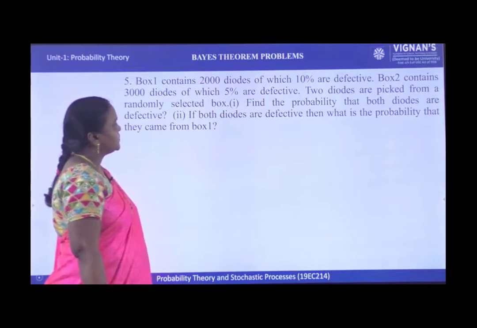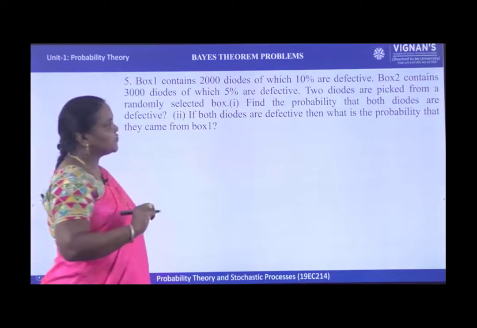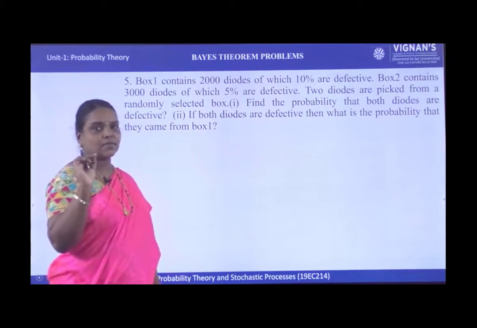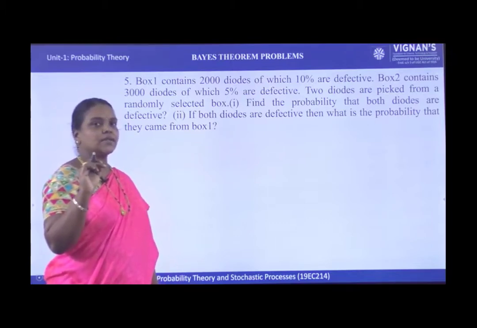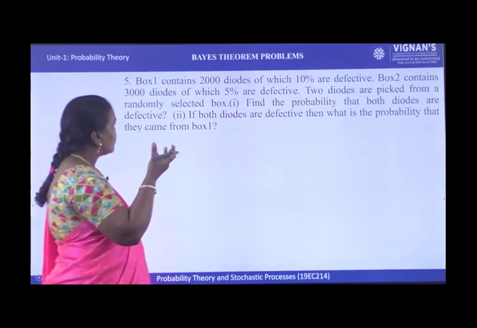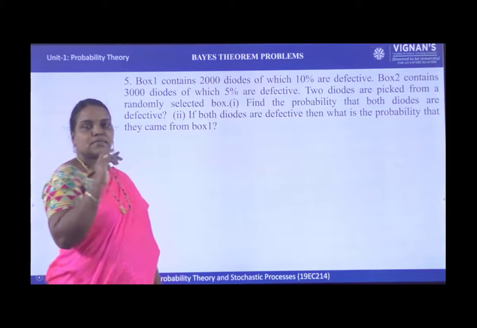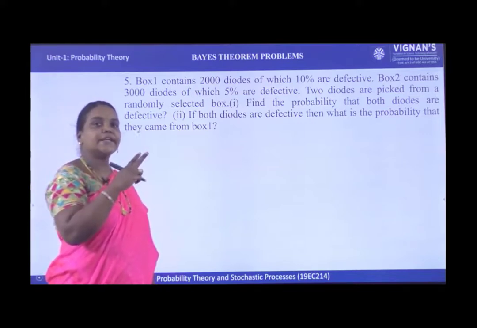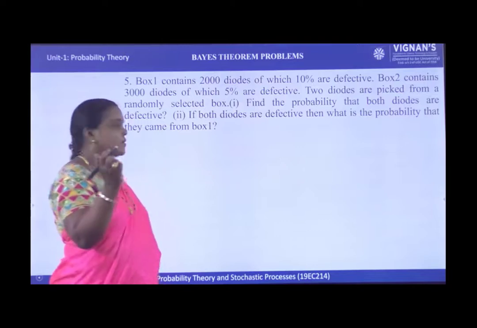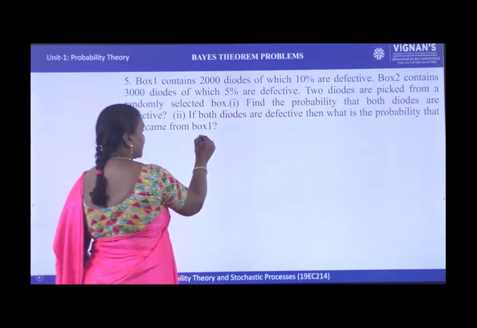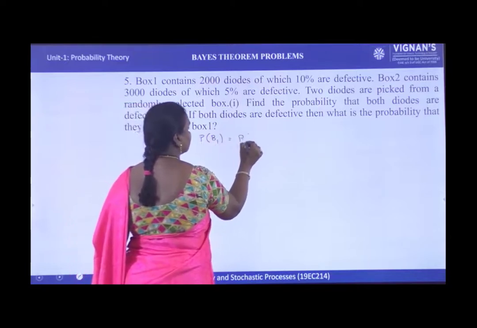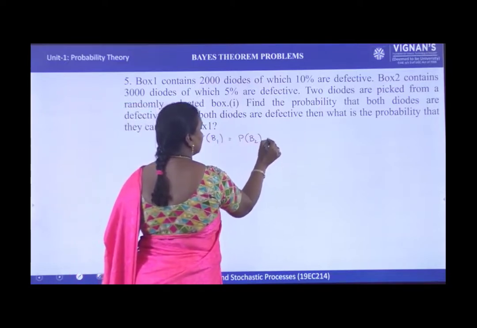Here the experiment is we need to select 2 diodes from a randomly selected box. Okay. So how many boxes are there? 2 boxes. And even if they are having more or fewer diodes, there are 2 boxes, and they didn't give the probability of selecting a box, then we have to take them equal. That means P of B1 is equal to P of B2 is equal to 1 by 2.